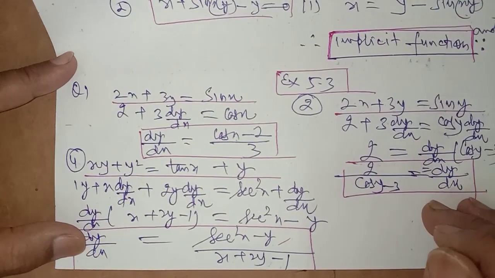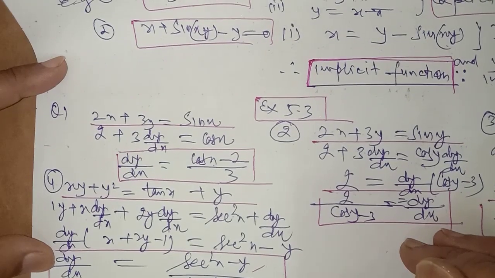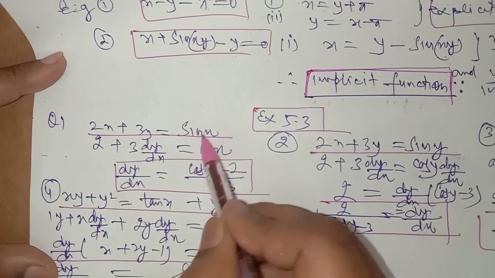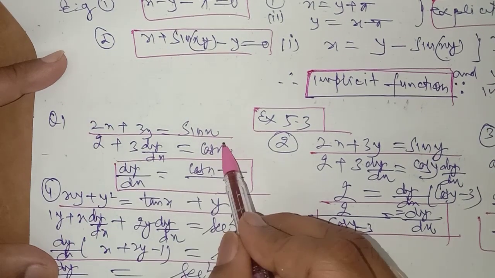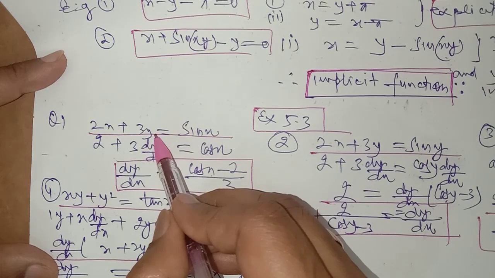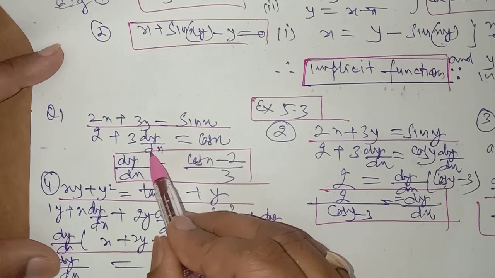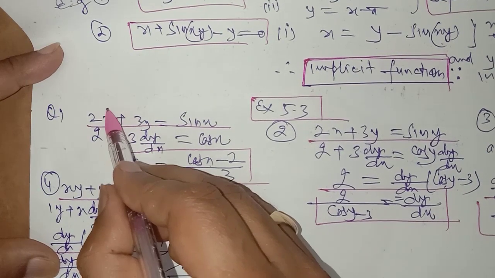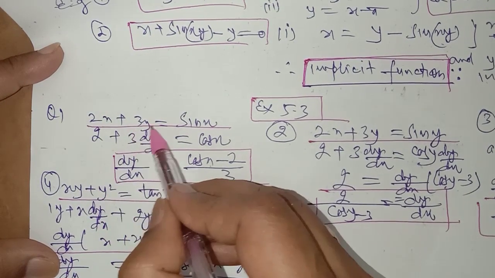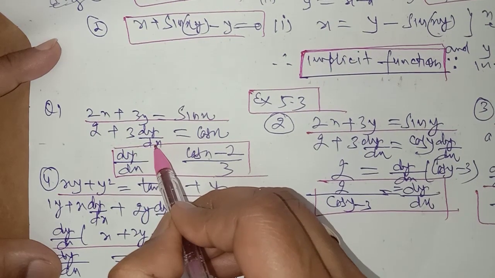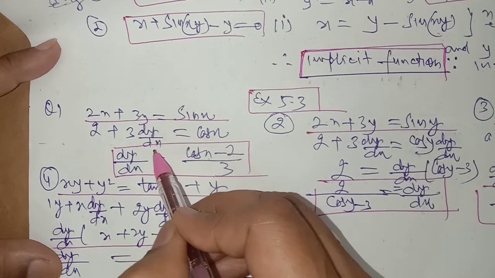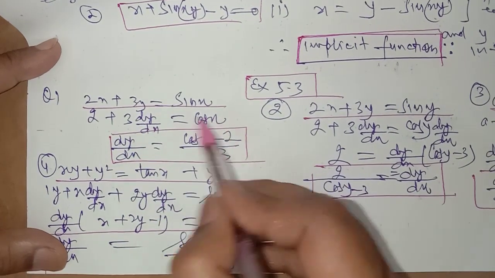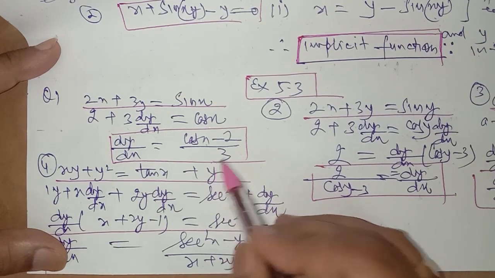Now in exercise 5.3 we have the derivative of implicit functions. How do you differentiate 2x plus 3y is equal to sin x? You simply differentiate the left hand side and the right hand side with respect to x, and wherever you get y and differentiate it, you have to multiply with dy upon dx. It means we are differentiating y with respect to x. So the derivative of 2x is 2, the derivative of 3y is 3 dy/dx because we have differentiated y with respect to x, and the derivative of sin x is cos x. So what is dy/dx? It is (cos x minus 2) upon 3.